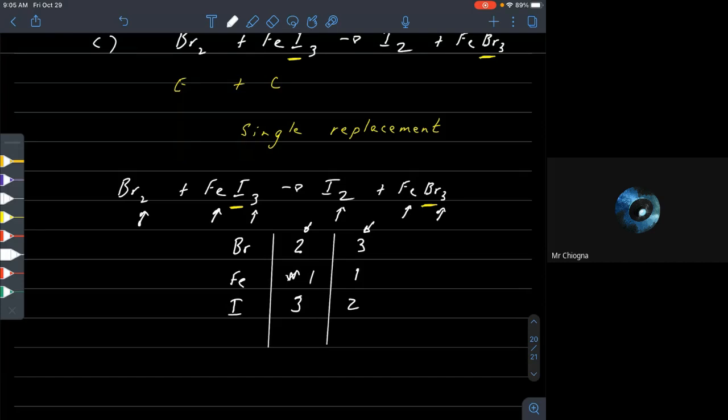Six. So 3 times 2 is 6. And then 2 times 3 is 6. So bromide is balanced. The 2 also affects the Fe. Two times 3 is 6. Almost done. Put a 3 in front. Done.